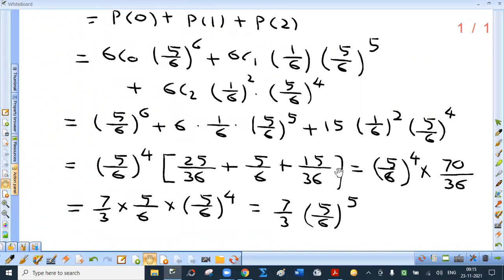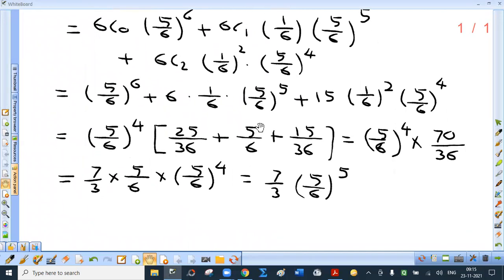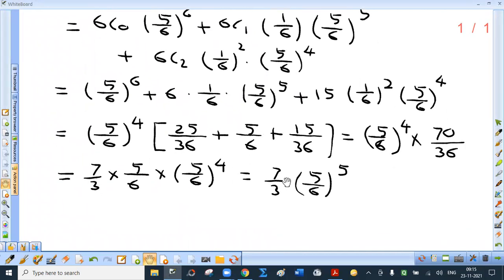You can write this answer as final answer, but in MCQ, they may give this as correct option. 70 upon 36 is basically 35 upon 18. Now it contains 5 by 6. That is why I have written 70 upon 36 as what? 7 upon 3 into 5 by 6. So 7 upon 3 into finally 5th power of 5 upon 6.